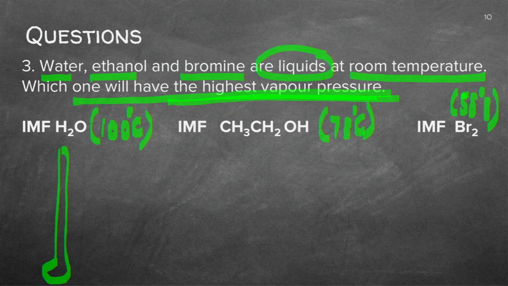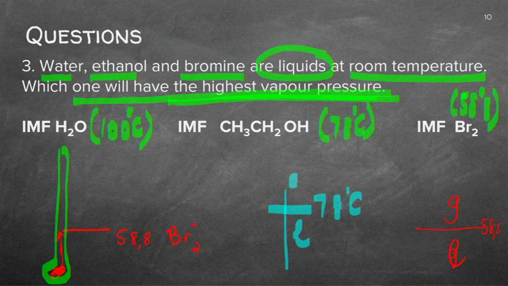Let's make it a real thermometer. So I've got my mercury there, and it's going up, and it's indicating 58.8 for the bromine. So what I have then is bromine, the liquid and gas, at 58.5. Let's see what happens with the ethanol. At 78 degrees, I've got liquid and gas.